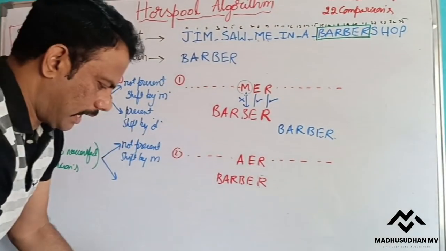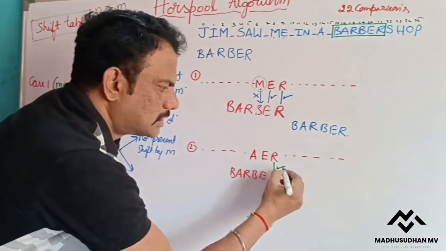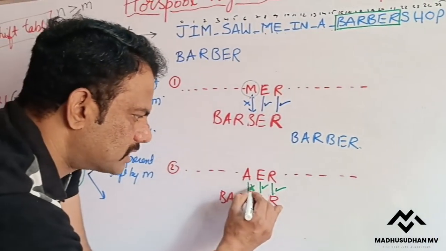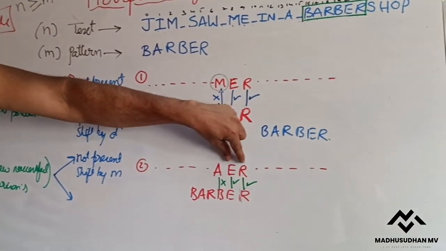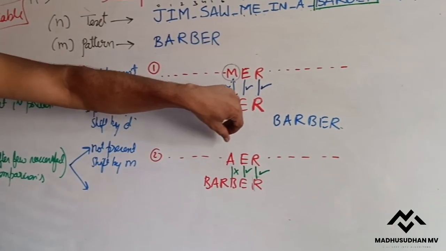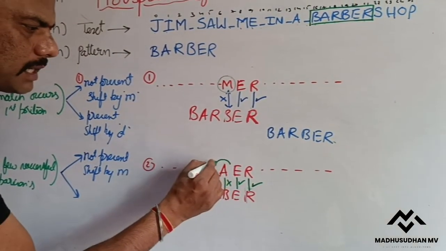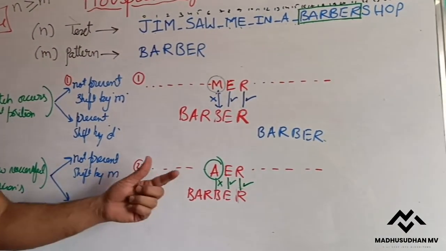Now again, first I compared these two, successful. I compared these two, successful. I compared this, a mismatch occurs. Now again, after a few successful comparisons, a mismatch occurs. Now if the mismatch occurs, you check again whether that mismatch character is present in the remaining characters of the pattern. Yes, it is present.